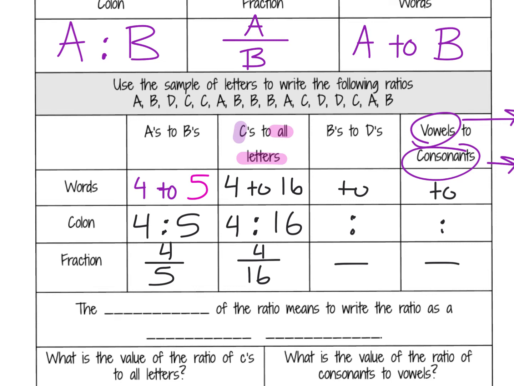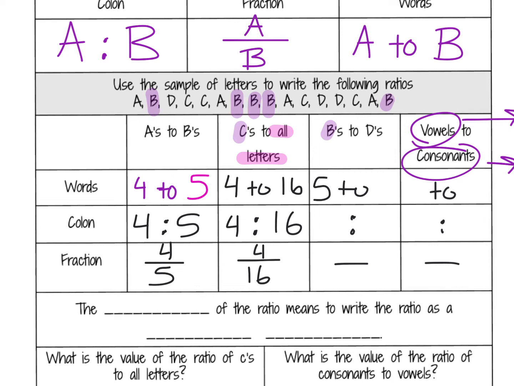Alright, so time to check what you've done. Hopefully you paused and tried it on your own. So to compare the amount of B's to D's, I'm first going to count how many B's there are. There's 1, 2, 3, 4, 5 B's.